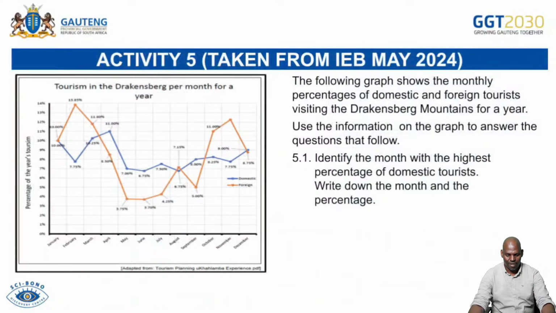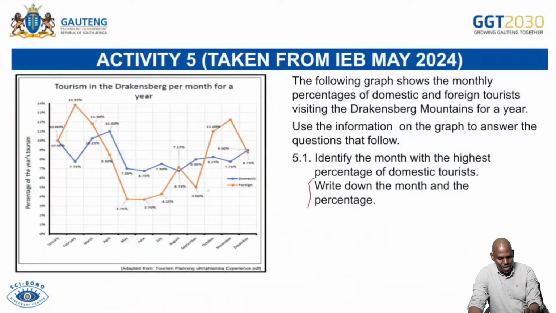Right, activity 5. This was taken from IEB May 2024. The following graph alongside shows the monthly percentage of domestic and foreign tourists visiting the Drakensberg Mountains for a year. Use the information on the graph to answer the questions that follow. Identify the month with the highest percentage of domestic tourists. Write down the month and the percentage. So this is a broken line graph. Okay, so these are the questions from a broken line graph. And then we have to answer this.